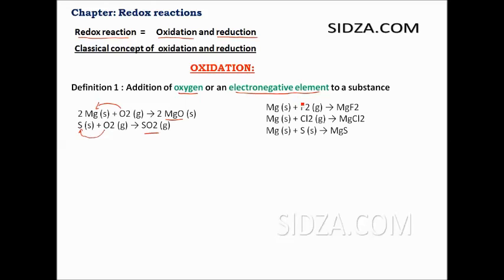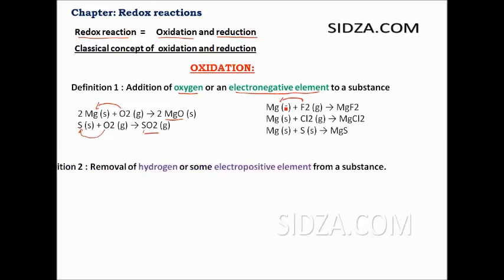Suppose we add fluorine to the magnesium, chlorine to the magnesium, sulfur to the magnesium. All these reactions are addition or oxidation reactions. Here an electronegative element adds to the magnesium, therefore this is an oxidation reaction.